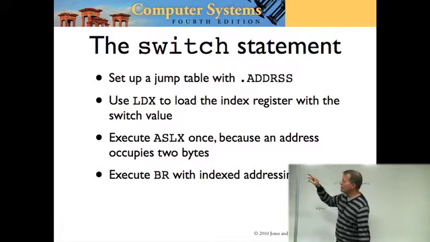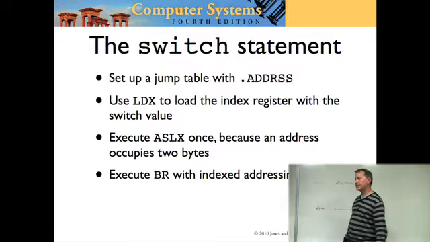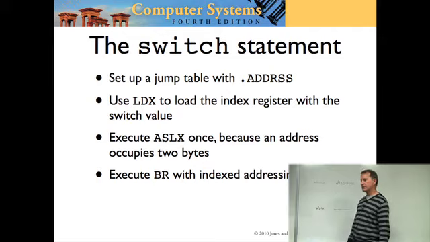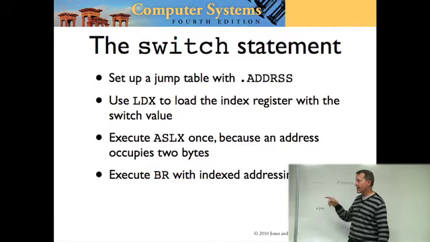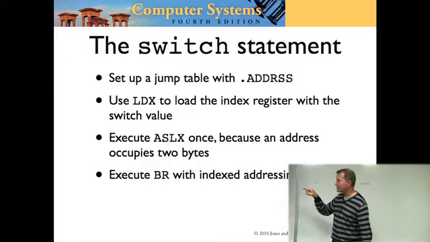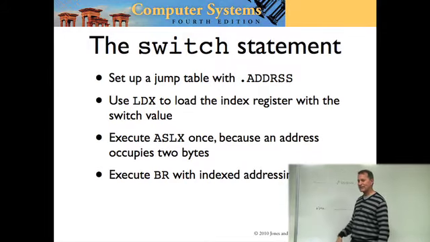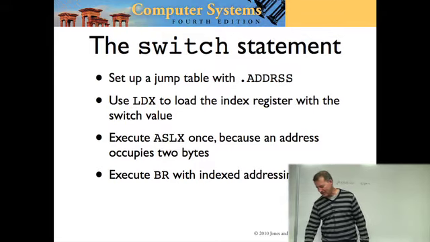So you set up a jump table with the .address command. We use load index to load the index register with the switch value. And now, how many bytes does an address take? 2 bytes. So we have to do our ASLX, because an address contains 2 bytes. And then we execute branch with indexed addressing. Is that slick?